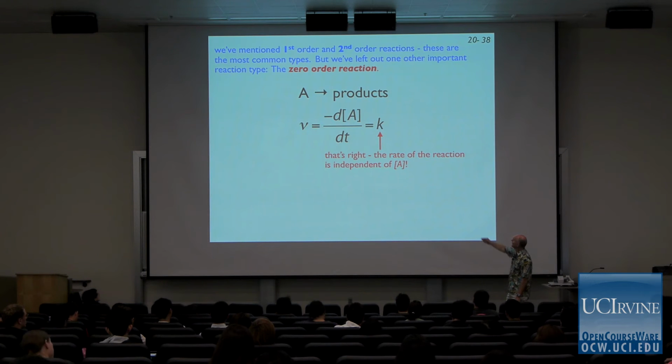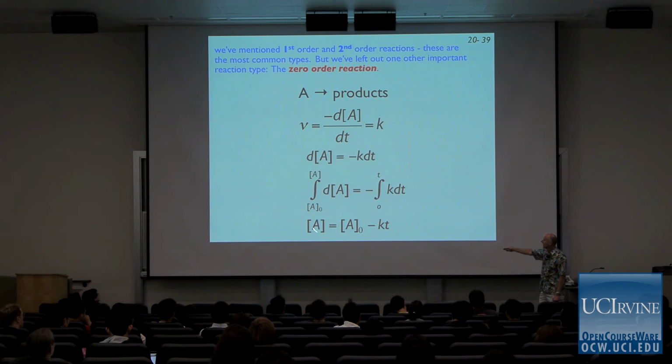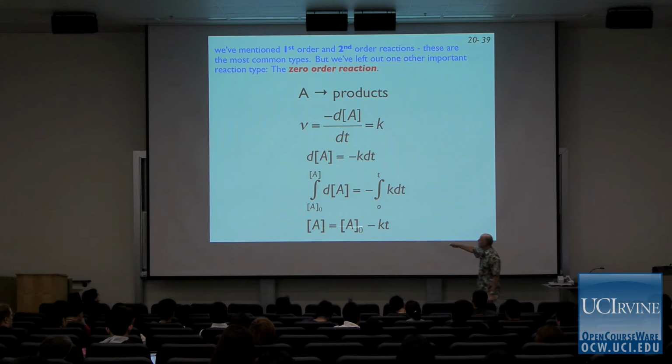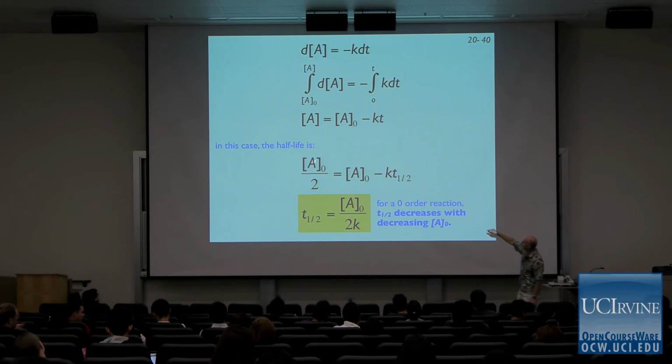Something similar happens in the Haber process. The rate doesn't depend necessarily on the hydrogen and nitrogen concentrations. How can that happen? The rate of the reaction is independent of A. Well, if you work out the math, this is the integrated rate law that you get. A decreases linearly as a function of time. And so if I work out the half-life, I just plug in A0 over 2 for A and simplify this equation. The half-life is equal to A0 over 2k.